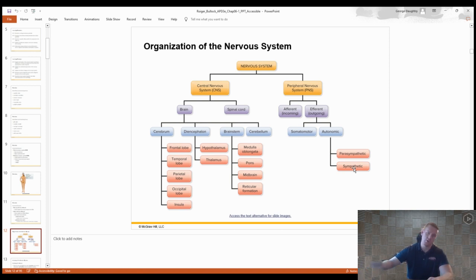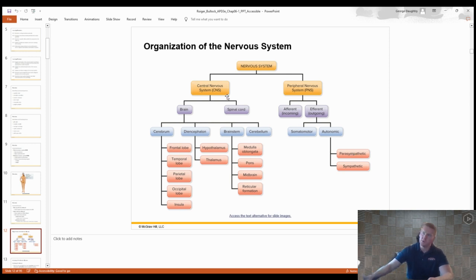Once again, if my heart rate goes up, that is efferent, autonomic, and that would be sympathetic because my heart rate is being stimulated to increase. If my heart rate goes down, that would be efferent, autonomic, parasympathetic because it's inhibiting heart rate. It's relaxing. It's a depressant, right?